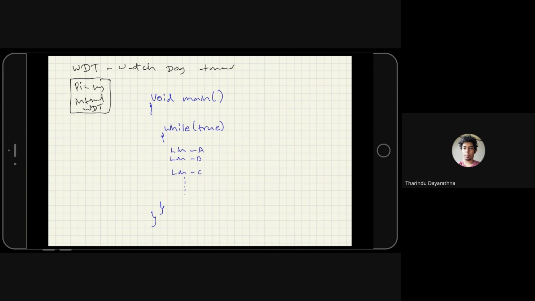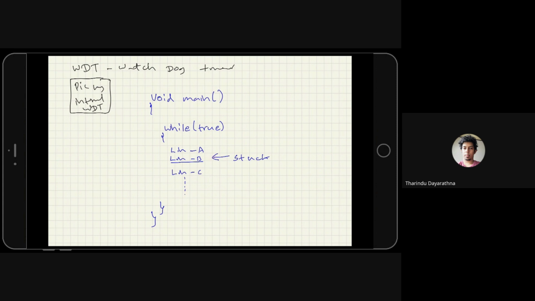What if someone who doesn't have experience makes a mistake in this line B? If the code is stuck here, there will be a problem. The entire code is not running correctly. So the code is stuck here. Now the PIC is also stuck there. Nothing is happening. So it just stops there.